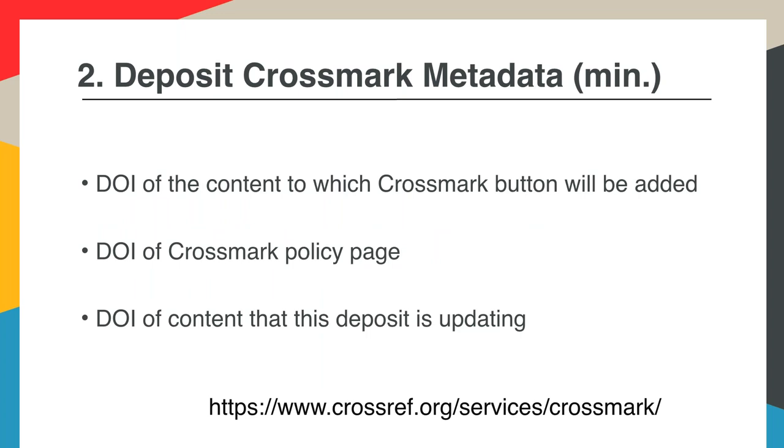The minimum that I mentioned that you can deposit for Crossmark is these three pieces of metadata. So the DOI of the content to which you're going to be adding the Crossmark button, the DOI of that policy page that you've already deposited, and if you are depositing something that is a retraction notice or a correction notice or a notice of an update, you also need to include the DOI that it is correcting. So Crossmark works backwards, if you like. An article is published, it gets its own DOI. X amount of time later, a correction notice is published, that gets its own DOI, and when you deposit that correction notice to Crossref, you need to make sure you're including the DOI of the original article so that we can make that link, that there's been an update to this piece of content.